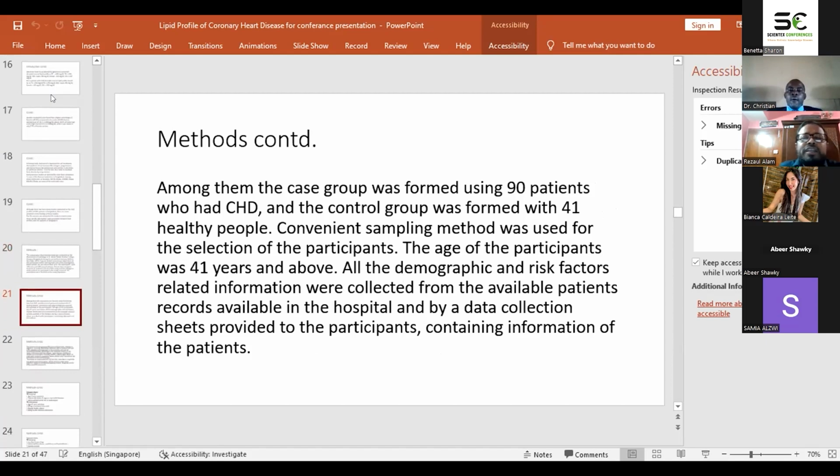Among them, the case group was formed using 90 patients who had coronary heart disease, and the control group was formed with 41 healthy people. Convenient sampling method was used for the selection of the participants. The age of the participants was 41 years and above. All the demographic and risk factors related information were collected from the patients' records available in the hospital, and by data collection sheets provided to the participants containing the important information of the patients.